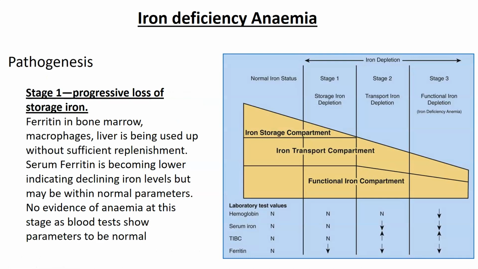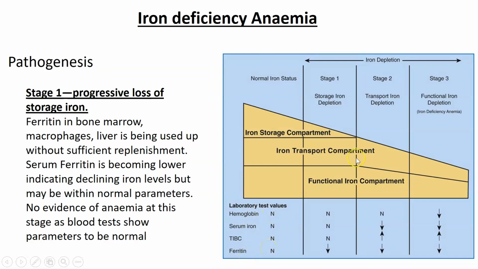Now when we look at anemia, iron deficiency anemia, there's three stages: stage 1, stage 2, and stage 3. In a blood test, these are the sort of things you would measure: hemoglobin levels, serum iron, total iron binding capacity, and ferritin.